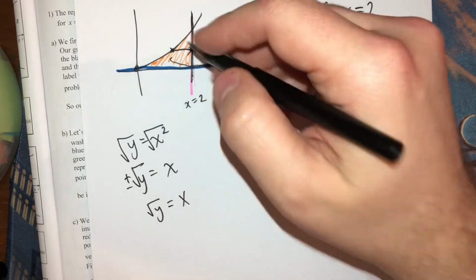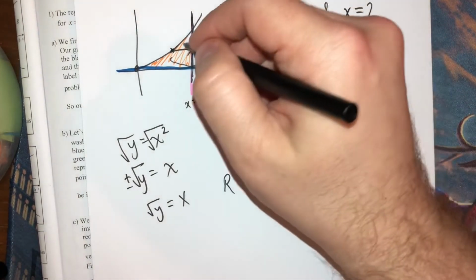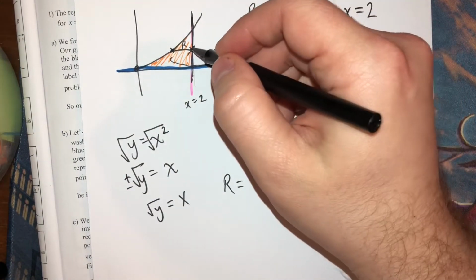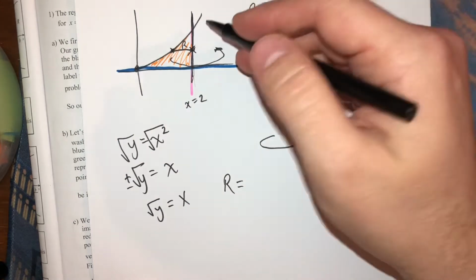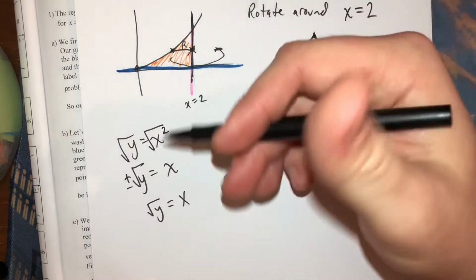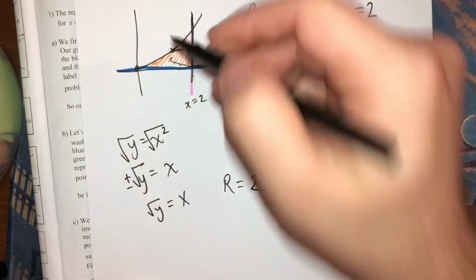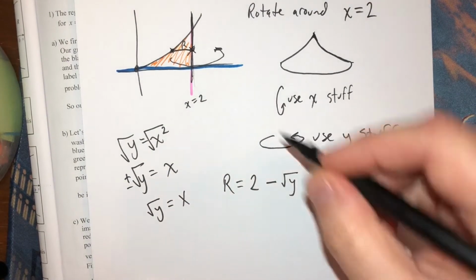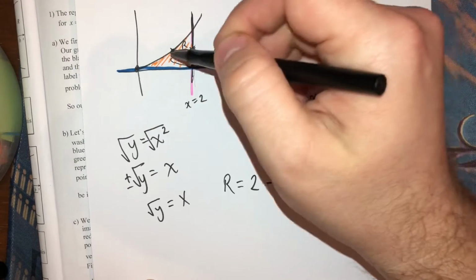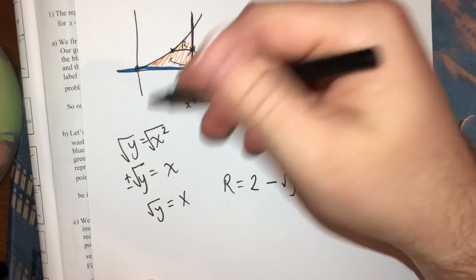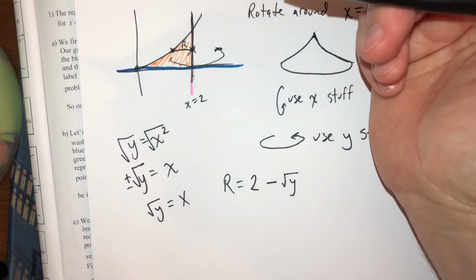What we're going to want to say is our radius is going to be equal to... usually when we write distances out, we write final minus initial. So we end up at 2. We start at our curve. So our radius is going to be 2 minus root y. Finding the radius is the hardest part of these generally.